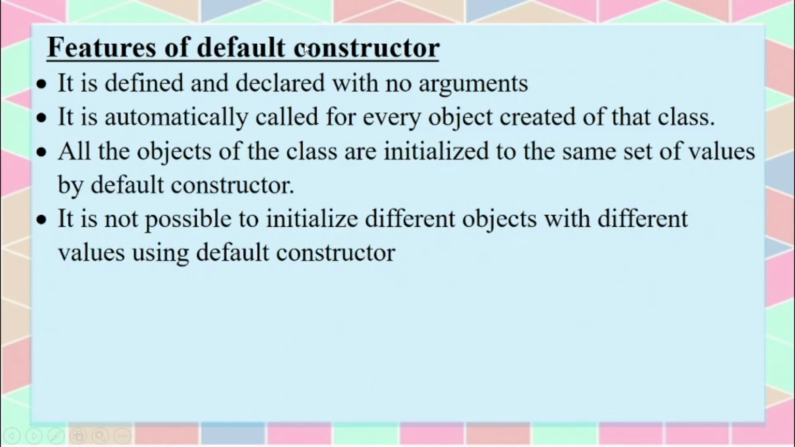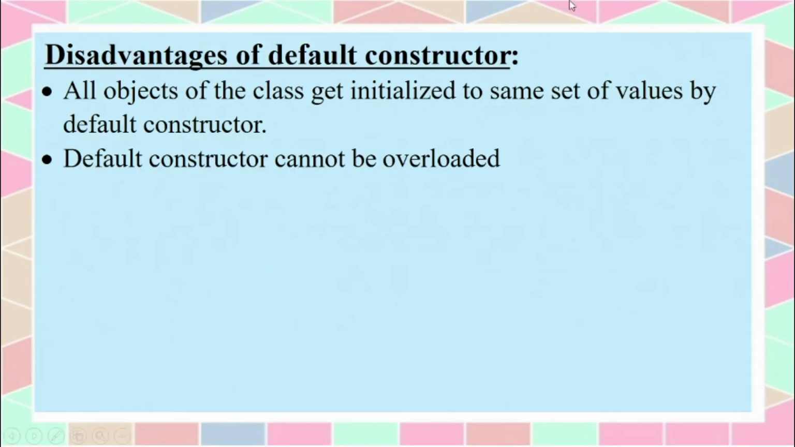Okay. Then next is the disadvantage of default constructor. One disadvantage is that all the objects of the class get initialized to the same set of values by default constructor. Now we have seen object 1 and object 2. Both the objects are called with value a equal to 10. We cannot give different values for different objects, and default constructor cannot be overloaded. That topic we will see later. Okay, so this is the default constructor.